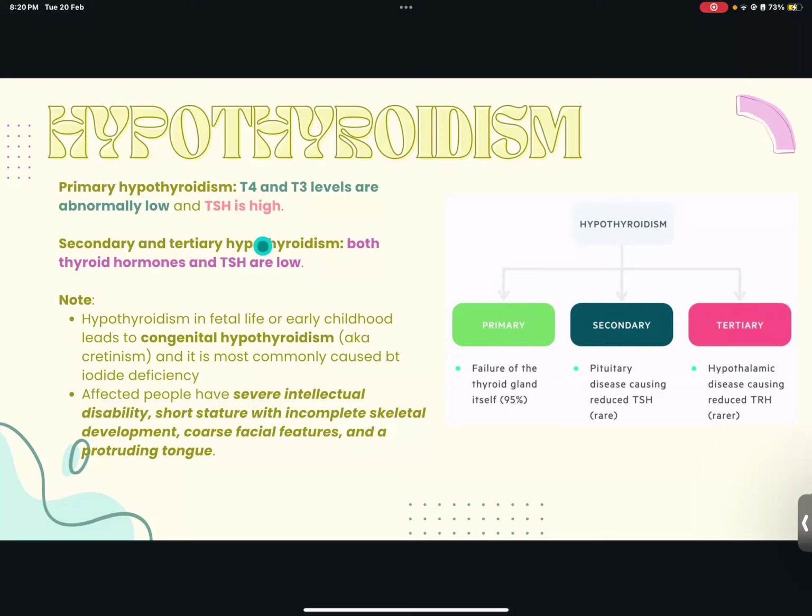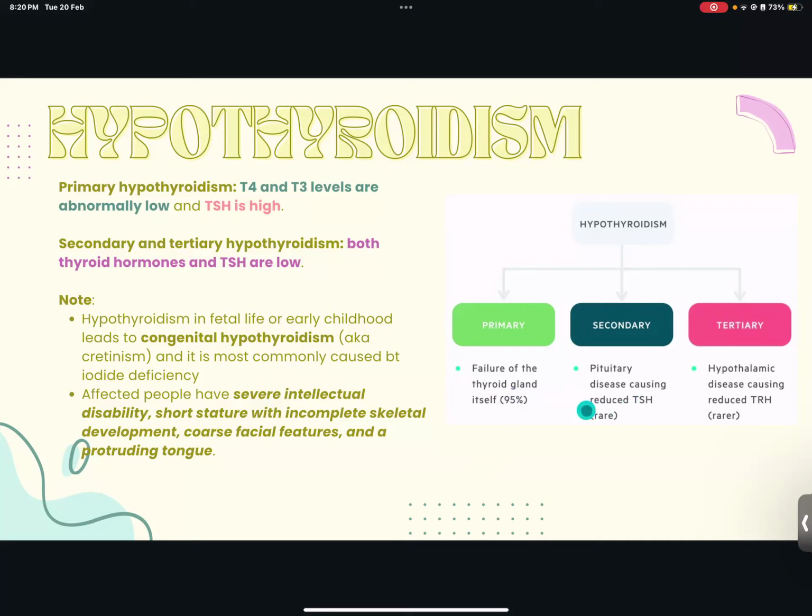Then for secondary and tertiary hypothyroidism, both of these, you're going to have both levels of the thyroid hormones low because the thyroid gland is not getting the stimulation that it needs, and TSH levels are also going to be low.